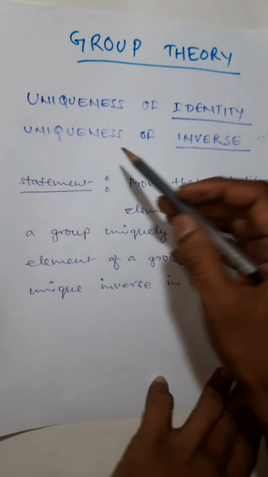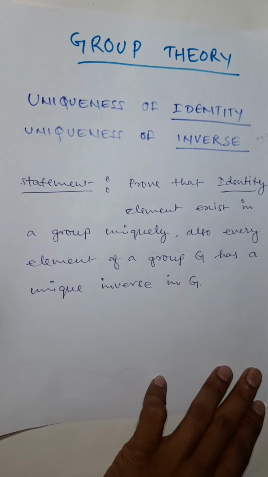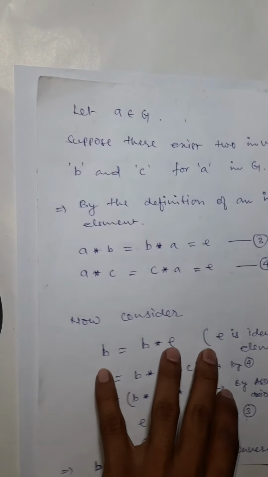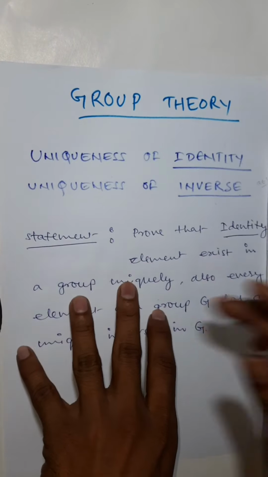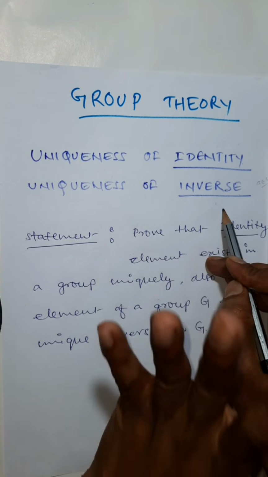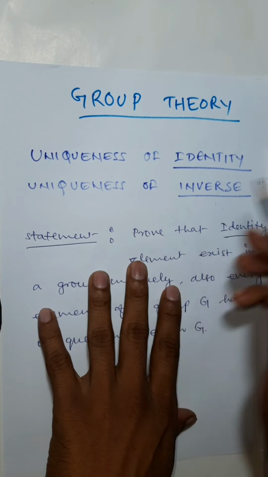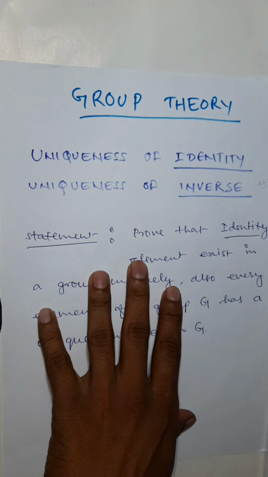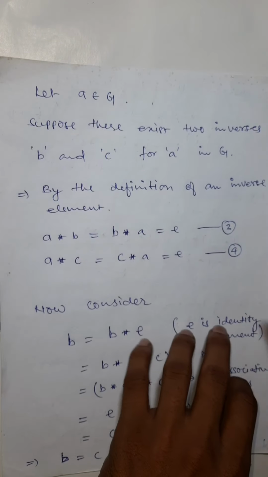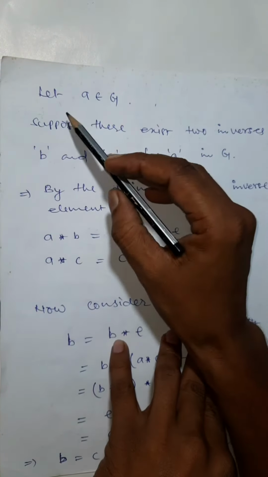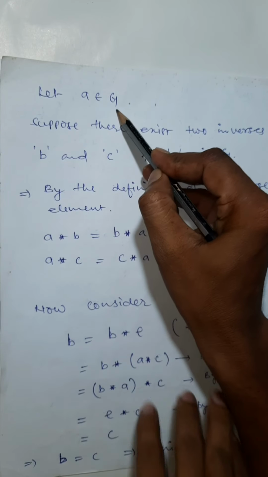Next, what we have to show is the uniqueness of the inverse. Which means for every element there will be a unique inverse. If two inverses exist, then the two inverses will be equal. Okay, so consider here, let A belong to G.